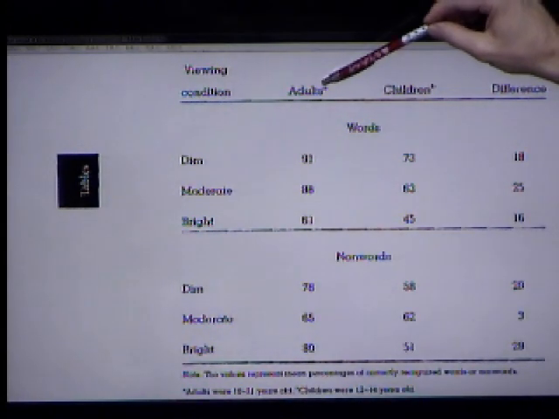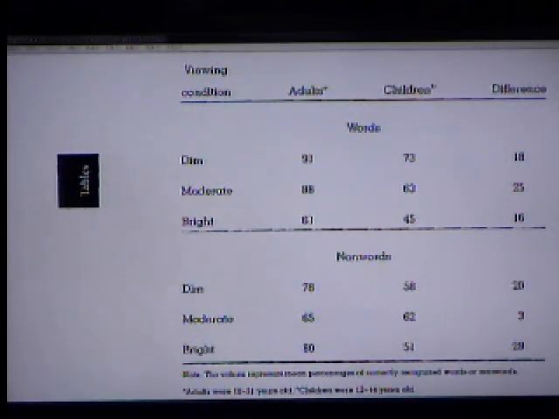Now, what is adult and what is children? Let's look at the note. Note A. What does note A say?